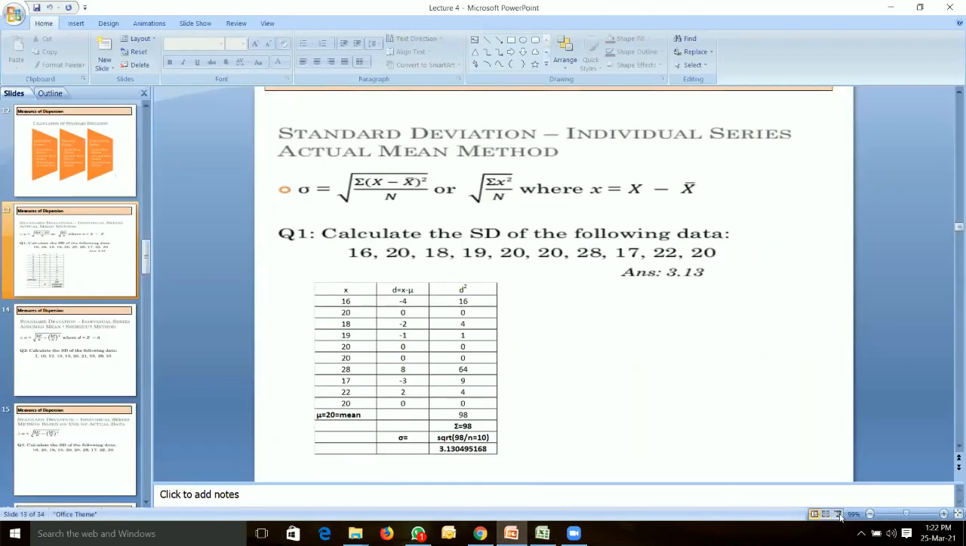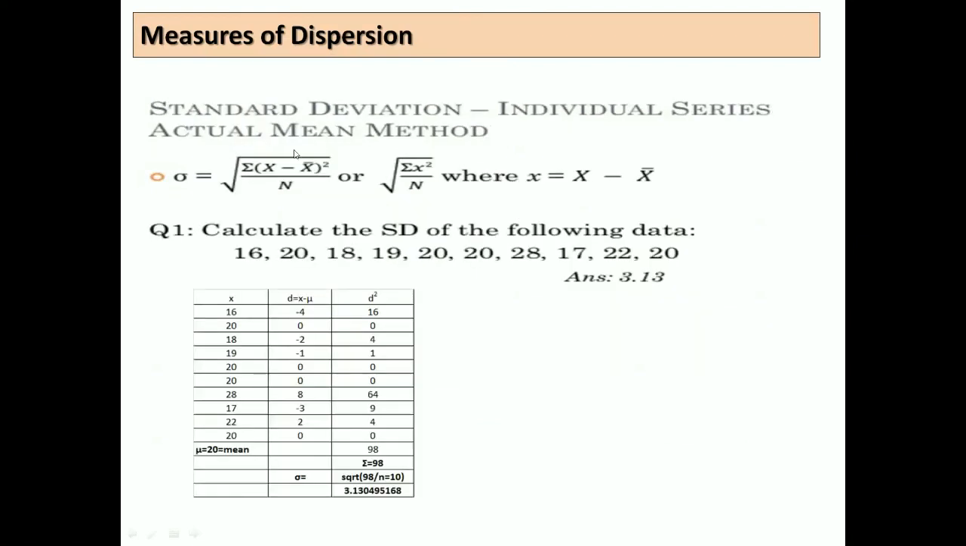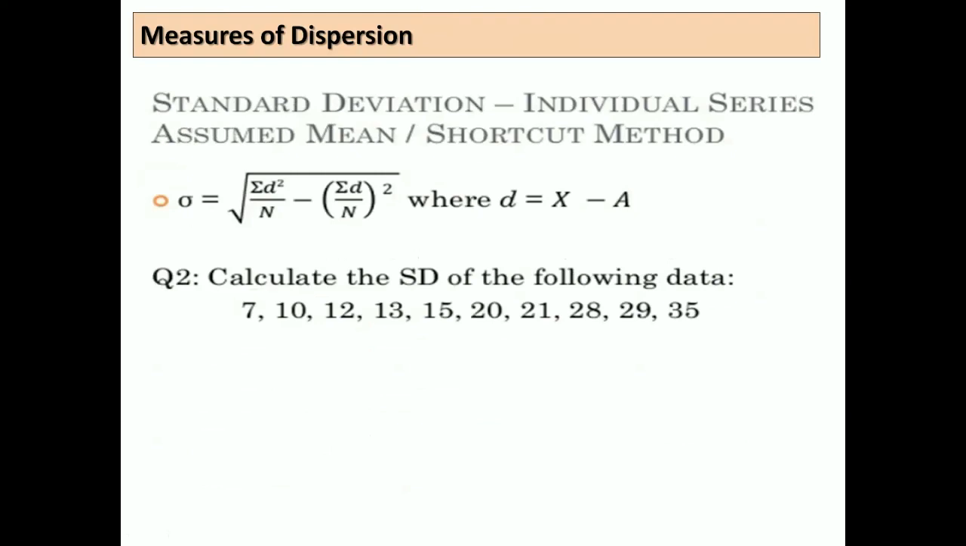Now the second problem is, now we have to give a sign for that summation d square. Okay, यहाँ पे x minus x bar is equal to small x लिया था. This is individual series actual mean method. Now this is individual series assumed mean shortcut method. Means हमें that x minus x bar को we have defined by d, where d is equal to x minus a. The same method, just enter the data in the Excel format.